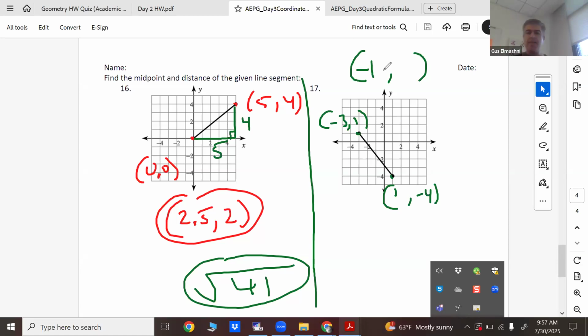And then lastly for the distance, let's draw a lovely right triangle here. How far do we go to the right?